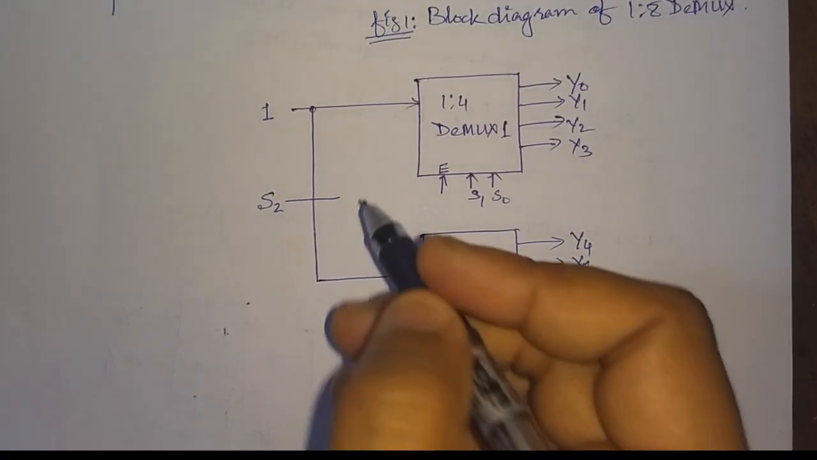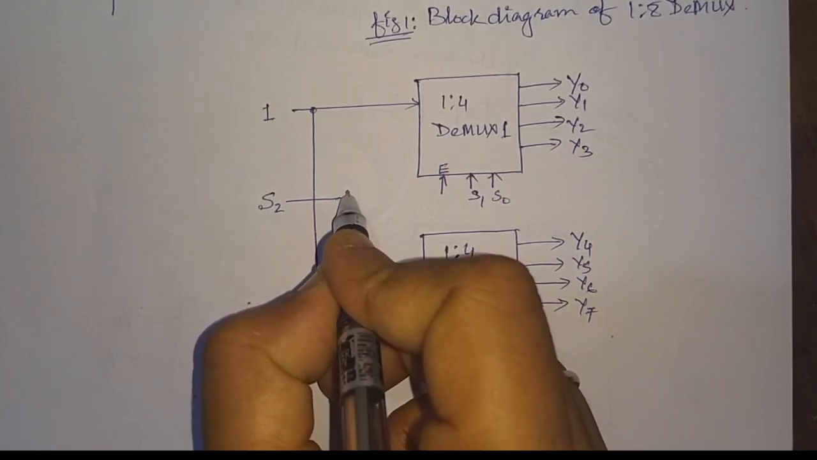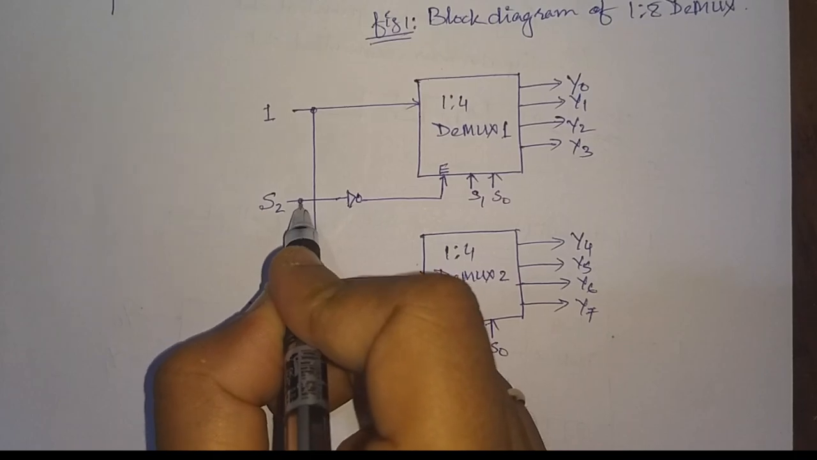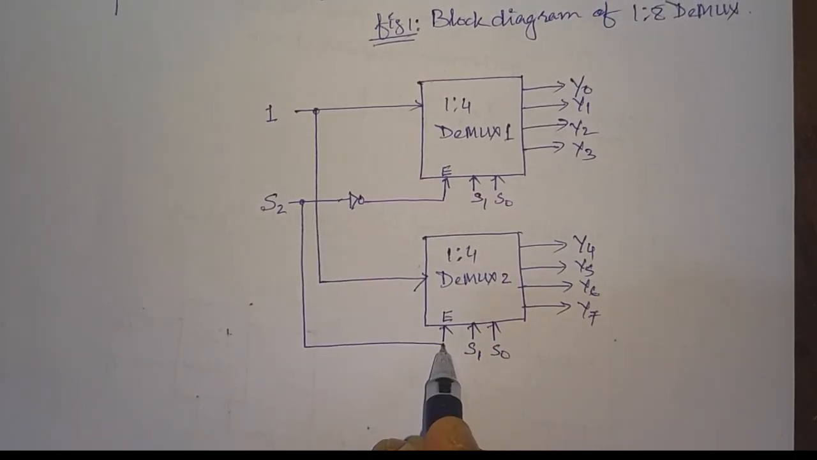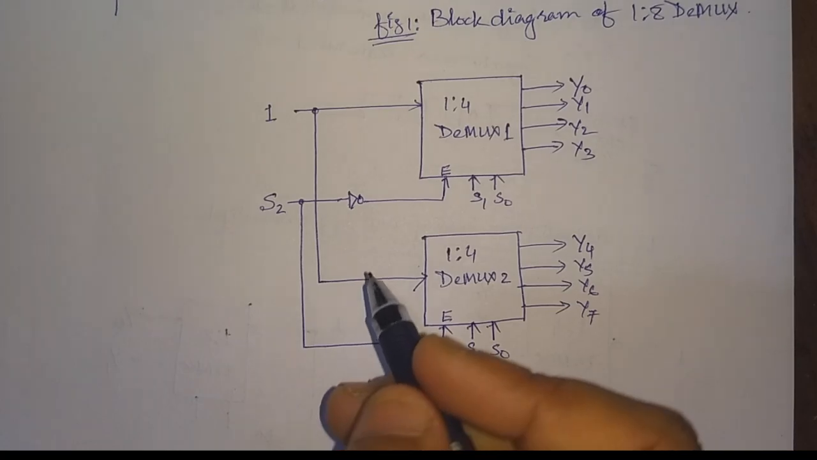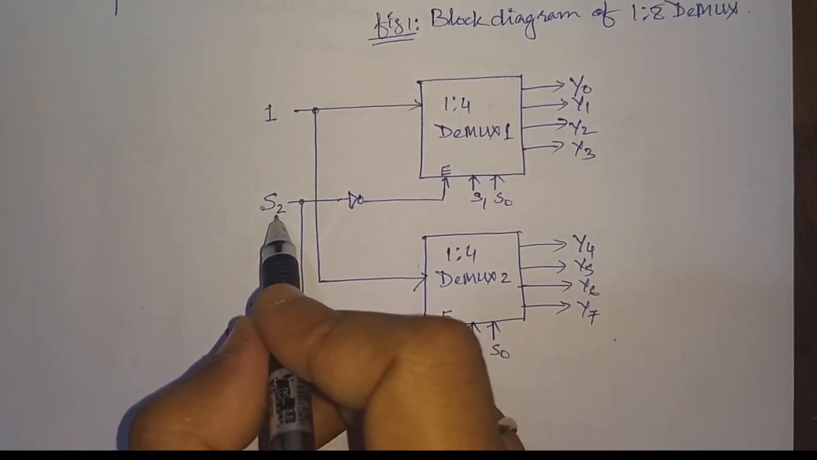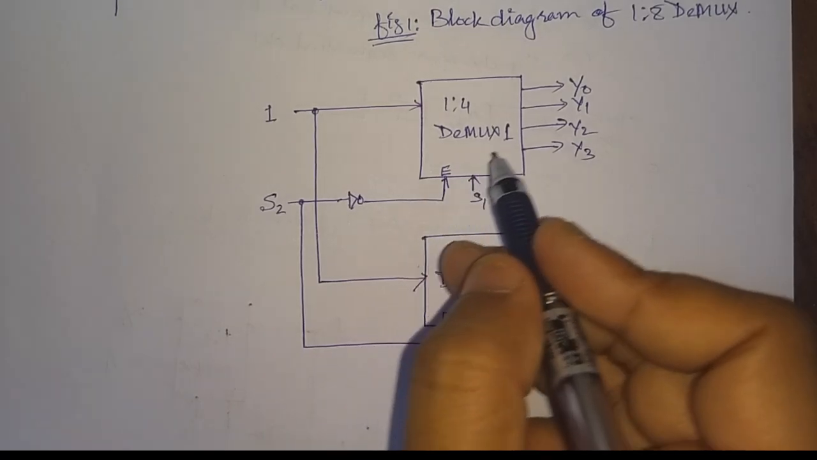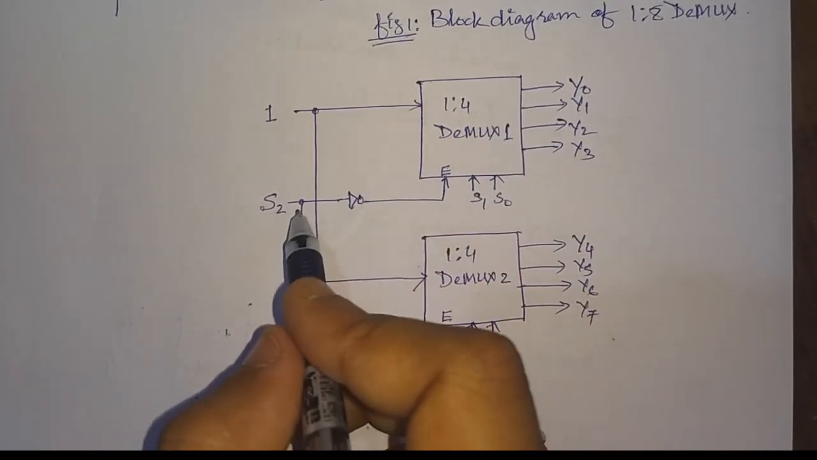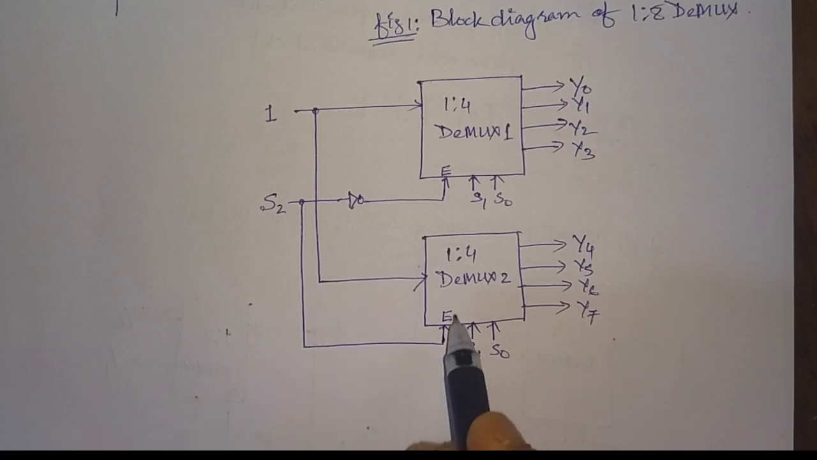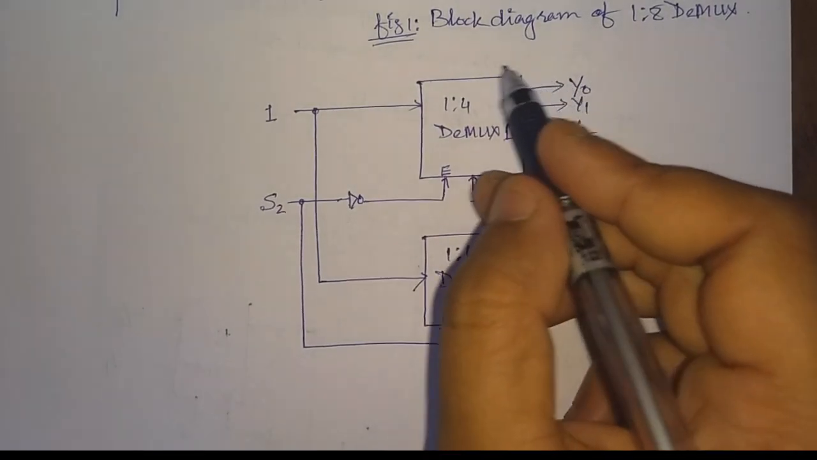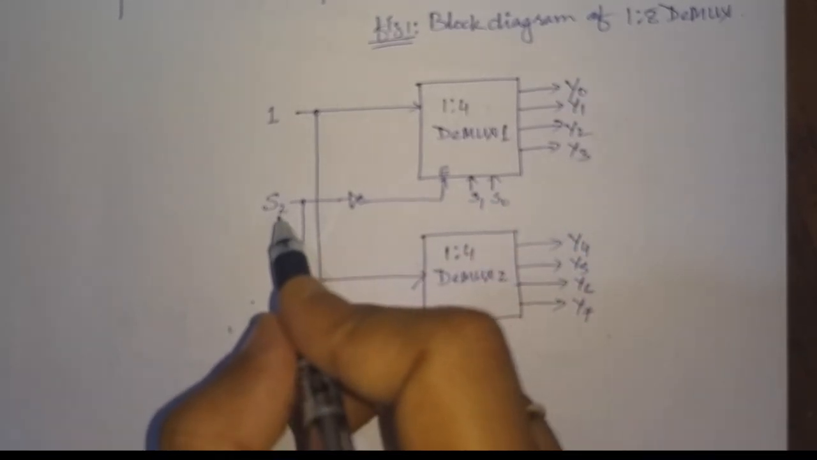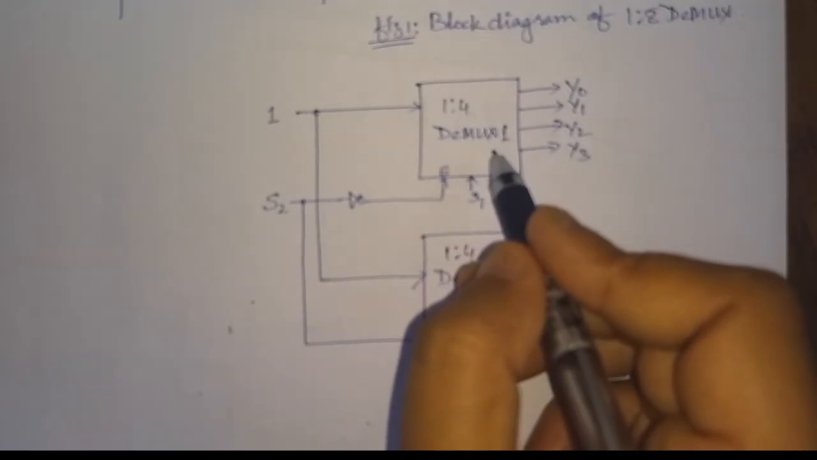So how to connect this? If we use an inverter here and connect S2 directly to this lower demultiplexer, now we'll see that whenever S2 is 0, the inverter will give 1 here. That means this circuit will be activated, and for S2 equal to 0, this circuit is deactivated. So this circuit is only working. Therefore, whenever S2 equals 0, this circuit will be working.